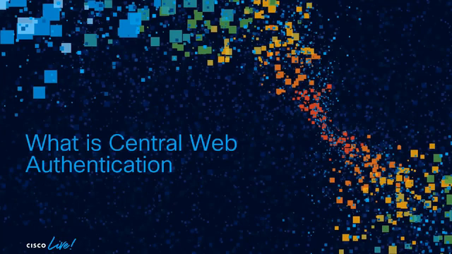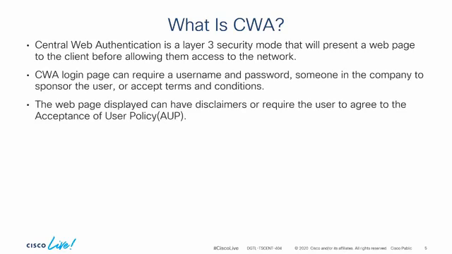So what is CWA? CWA is a layer 3 security that will present a web page to the client where they have to take some kind of action before they're allowed to use the network. It's important to mention that unlike a layer 2 security, CWA by itself doesn't add any encryption to the traffic over the air. You can use it in conjunction with the layer 2 security like PSK or .1x if you wanted to add encryption to the traffic, but since this is usually seen on guest and void networks, simplicity will probably take a higher priority than security.